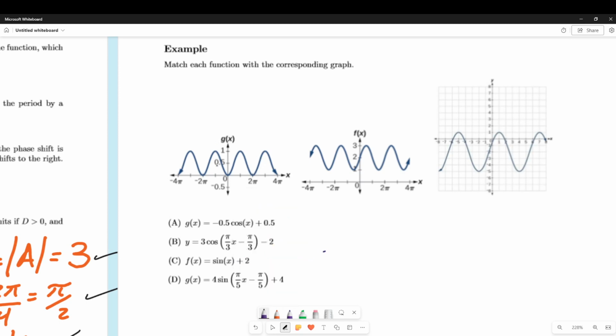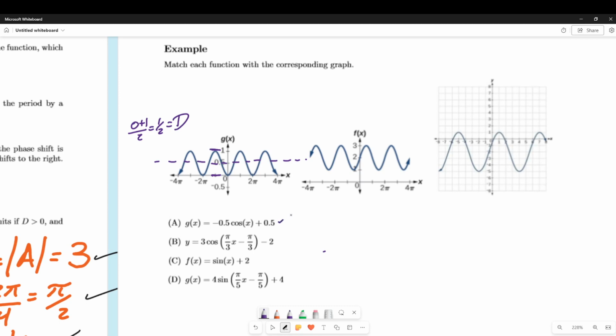This thing has a maximum of 1 and a minimum of 0. So the center line has to be halfway between that. We could even say, 0 plus 1 divided by 2 is 1/2. So the center line has to be at 1/2. So we already know that's our D. So if we wanted to, we could just then look down and go, do any of these have a D of 1/2? And that one has a D of 1/2, so that has to be D.